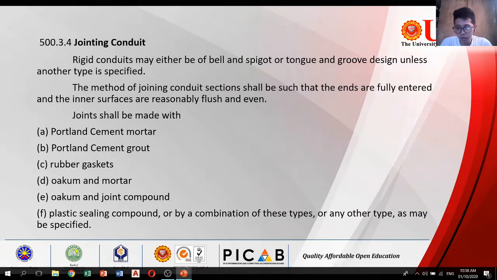So where oakum is used, the joint shall be caulked with this material and then sealed with the specified material. So when Portland cement mixtures are used, the completed joints shall be protected against rapid drying by any suitable covering material.